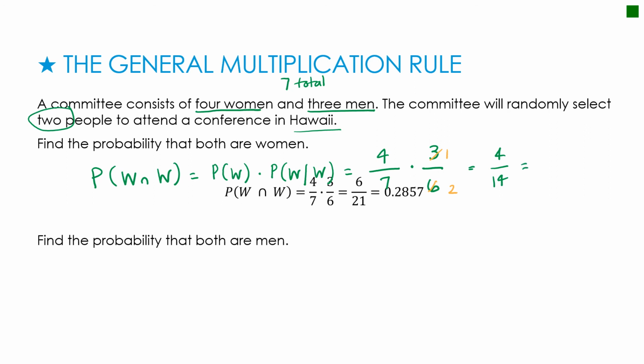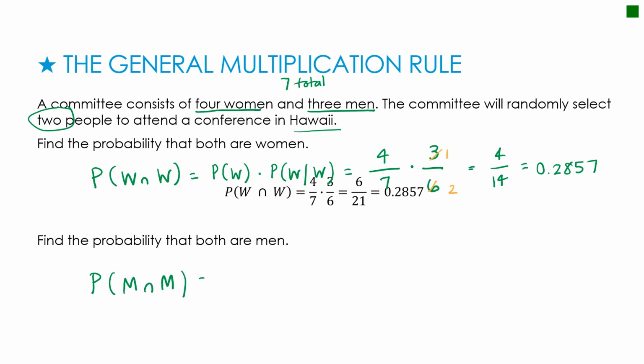Either way, I don't really care about the fraction. I'm looking for the decimal. And in this case, it would be 0.2857, or about a 28.57% chance. Now, what's the probability that they're both men? So let's take a look. Probability of man intersect man.